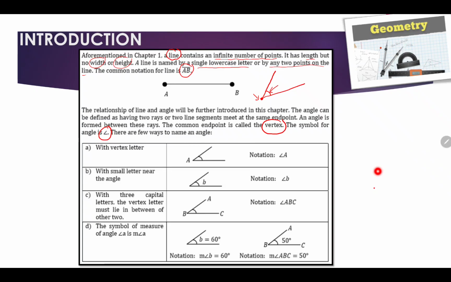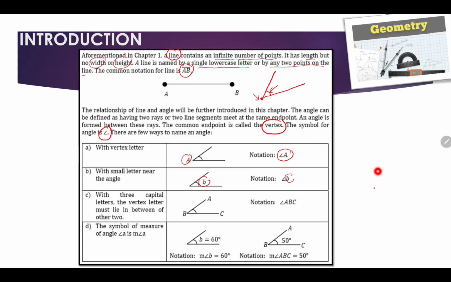The symbol for angle is like this. There are a few ways to name an angle. The first is with the vertex letter, for example angle A. The second is with a small letter near the angle. Let's say we have angle B here, so the notation is angle B. So B is the angle, and A is its vertex. We can name the angle based on its vertex or based on the angle itself.